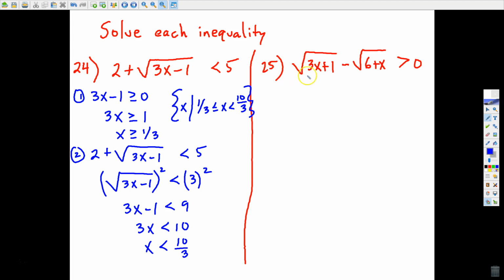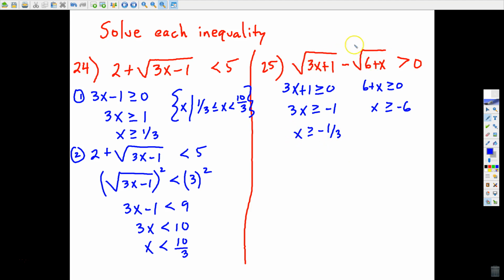Number 25, whenever you have two radicals, you need to make sure that they are on separate sides of either the equation or the inequality. Since this is an inequality, we're going to figure out what the domain has to be in both of these cases to prevent the square root of a negative number. Okay, so x has to be greater than or equal to negative 1/3 for this, and greater than or equal to negative 6 for this radical.